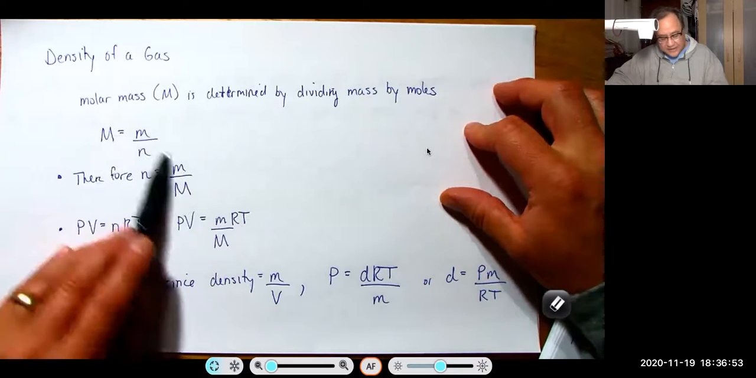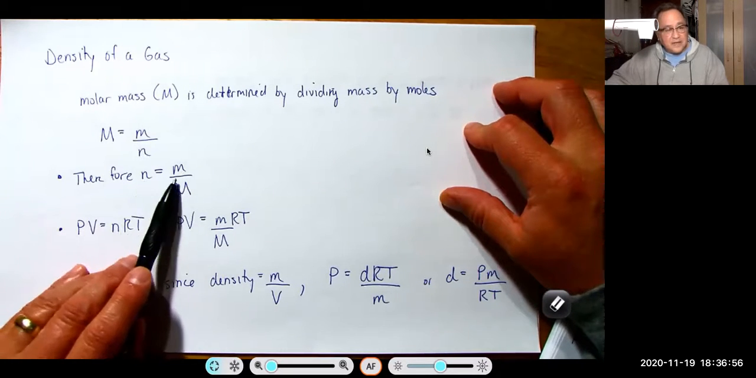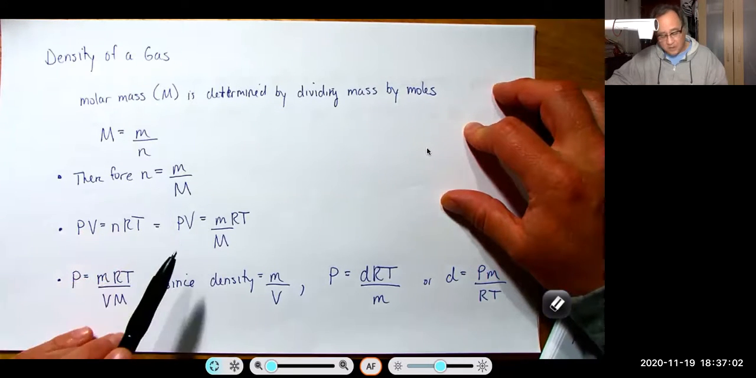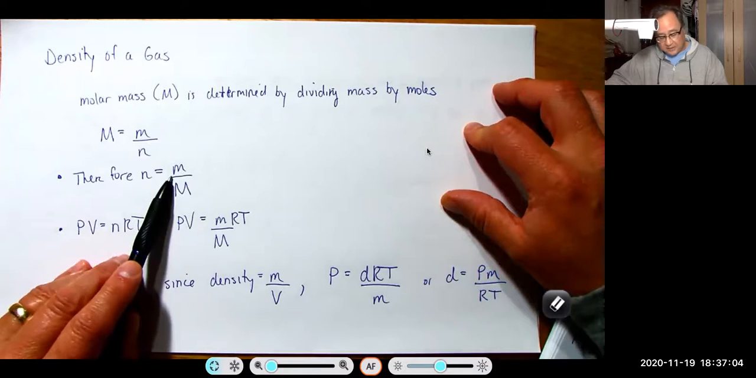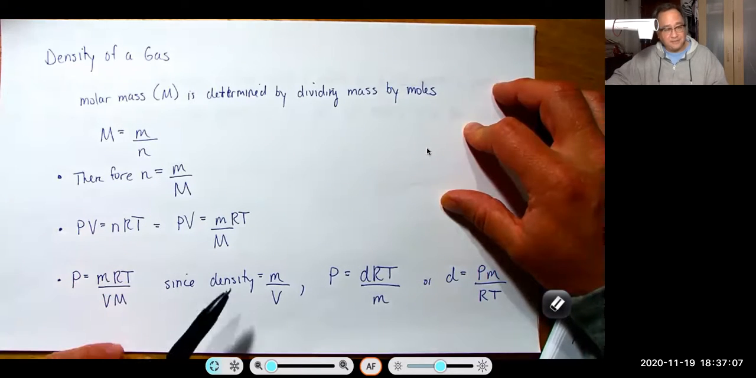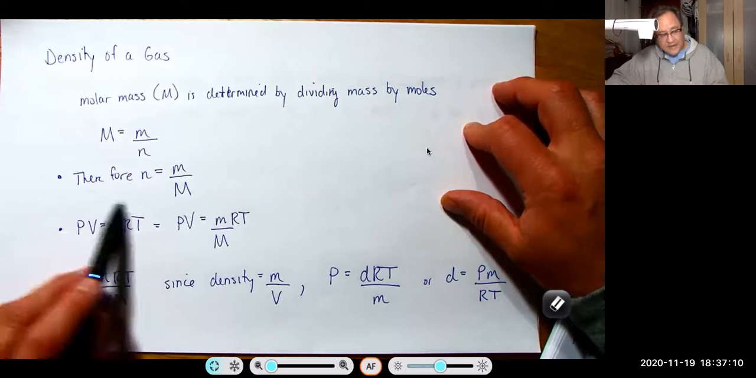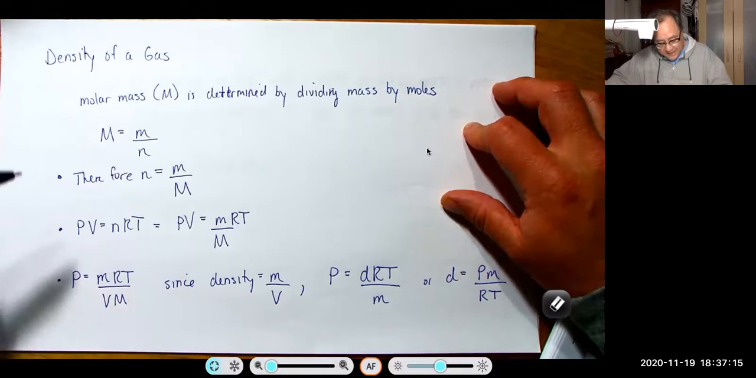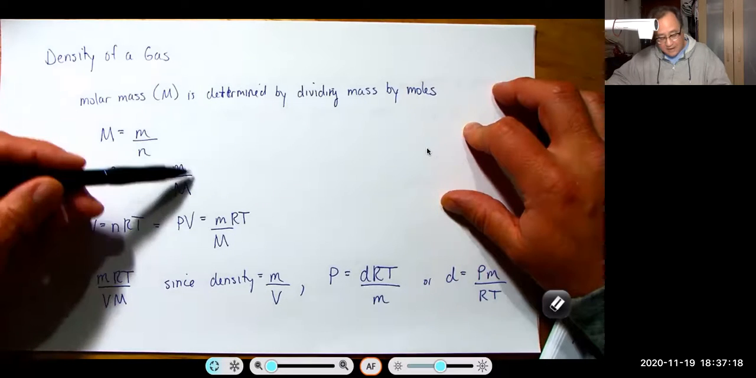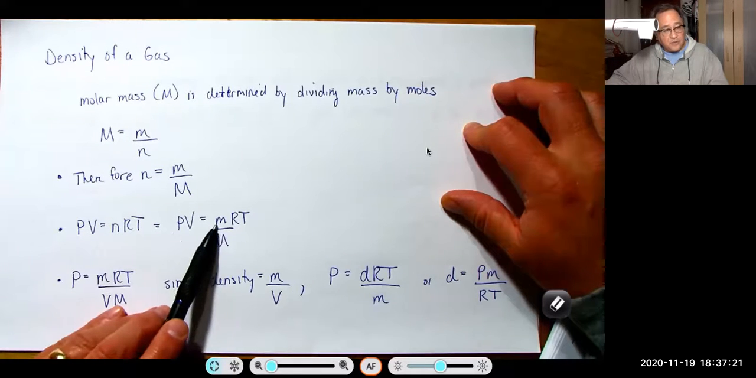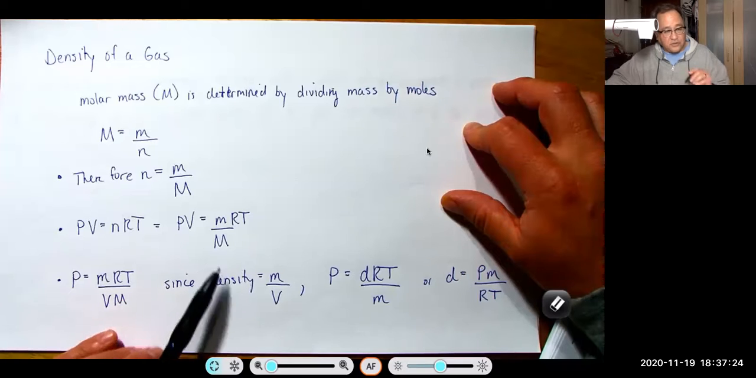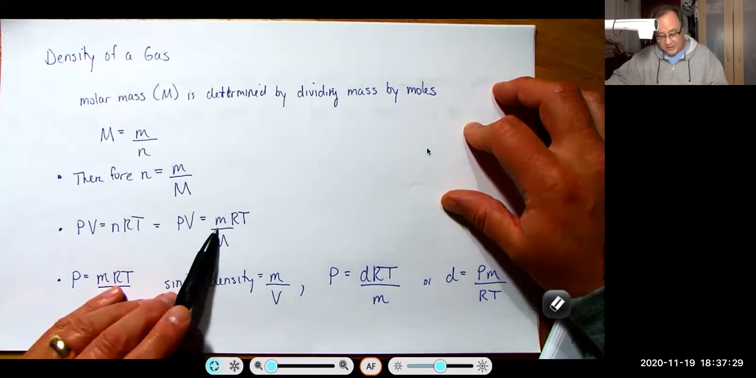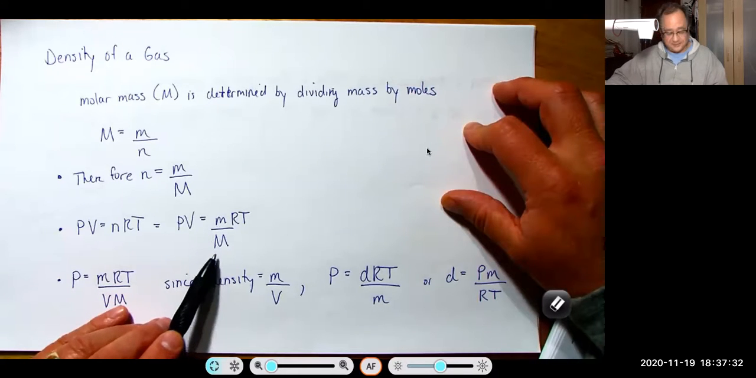If I rearrange this, I get that the moles is equal to lowercase m divided by uppercase M. Remember, the lowercase m is mass, the uppercase M is molar mass. So here's my ideal gas law, PV equals nRT. That means if I take n and substitute m over M, I get PV is equal to mRT over M. You, of course, have to know the differences between the M's. The one in the numerator is the mass, and the one in the denominator is the molar mass.